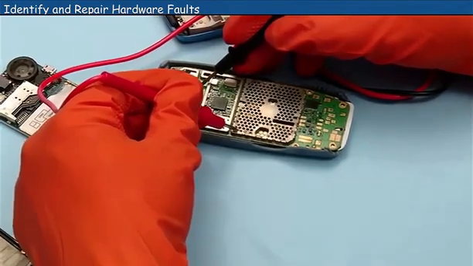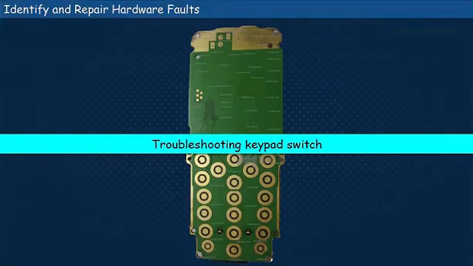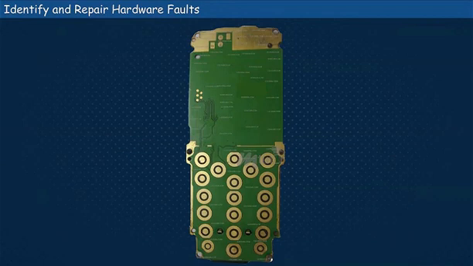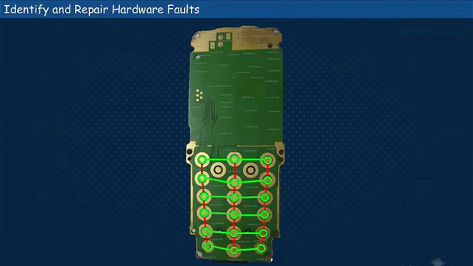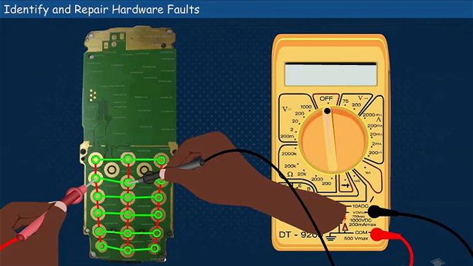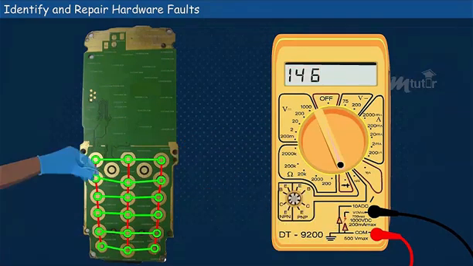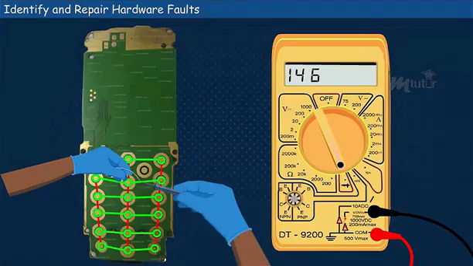Troubleshooting keypad switch. To troubleshoot the keypad switch, remove the IC from the keypad panel. The keypads are connected row-wise and column-wise. Check the internal and external lines using the multimeter kept in the ohms range. If we get the values while connecting the probe, then it is in good condition. Otherwise, connect the lines by soldering.